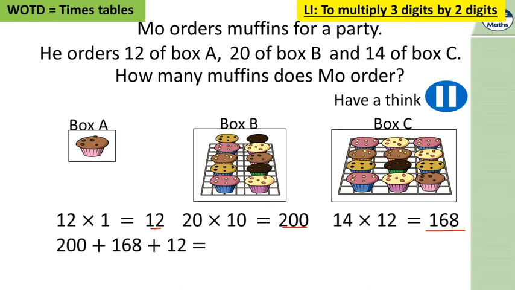You add them together, so 200 plus 168 plus 12. So 168 plus 12 is 180, plus 200 is 380. So not the most complicated of questions individually. It's just a case of reading the question carefully and making sure you calculate it to the end.